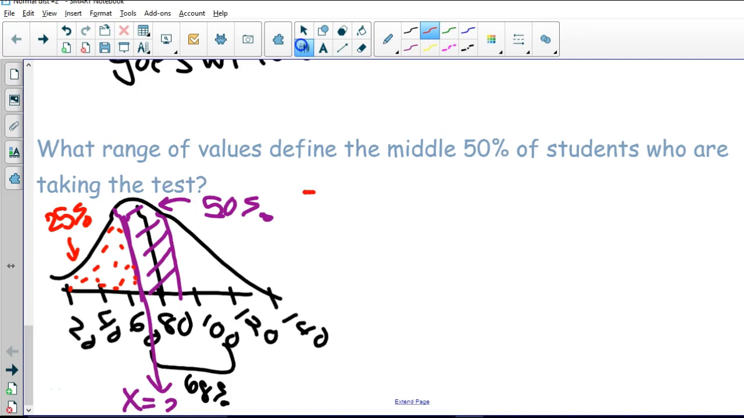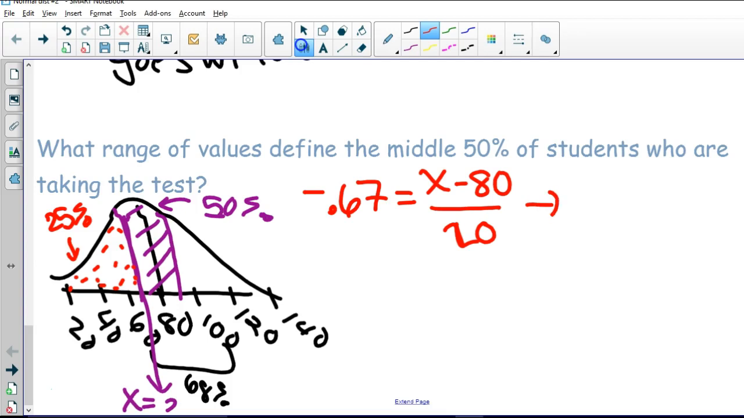Okay, so we get -0.67. What do we know about a z-score? A z-score is equal to an observation that we don't know, minus the mean, which is 80, divided by the standard deviation of 20. Can you guys cross multiply right now for me and find the observation? So what do we get? 66.6. Okay. Anyone else get that number, 66.6, just to confirm? Yeah. Okay, perfect. So the bottom observation, x is equal to 66.6.